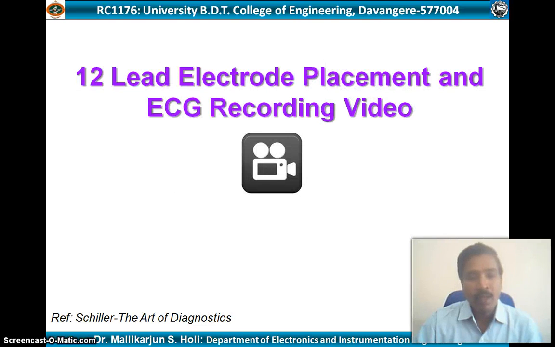Now, in order to record the ECG, we need to understand the electrode placement. The electrodes are the ones which convert the ionic potential into the electrical potential. Rather than explain the whole concept, let us see a video clipping that explains the various steps in the placement of the electrodes as well as the recording of the ECG.